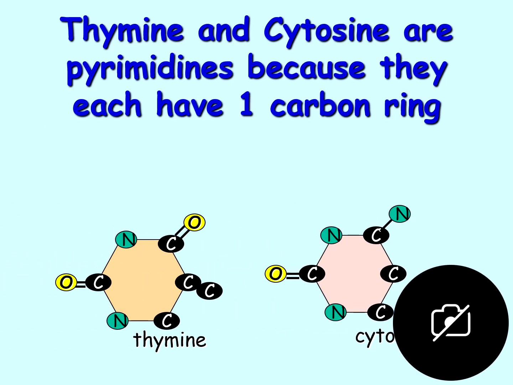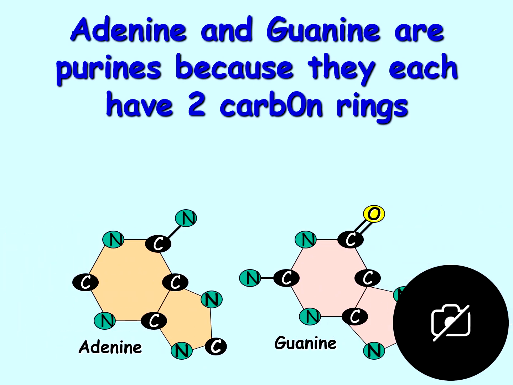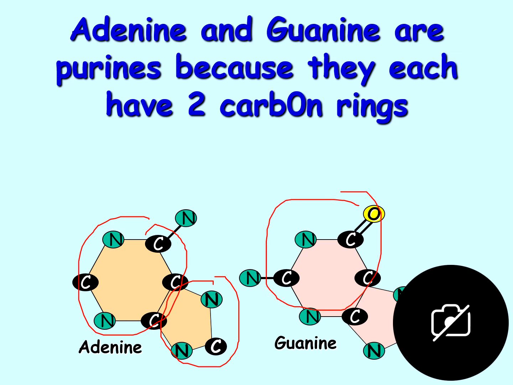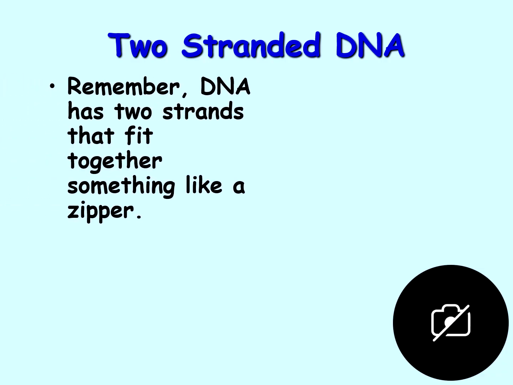Thymine and cytosine are pyrimidines because, again, they just have one carbon ring right here that makes this five-sided structure. And then adenine and guanine are purines because they have two carbon rings. Again, you can see one ring right here and the second ring right here, and that's adenine. And then for guanine, we've got one ring here and one ring here.